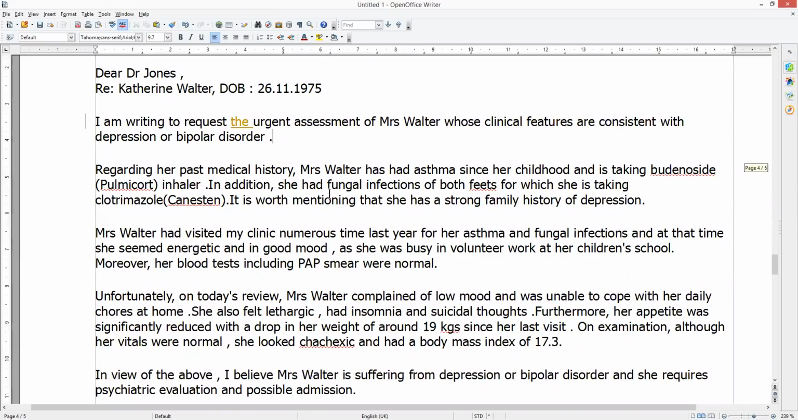Regarding her past medical history, Miss Walter has had asthma since her childhood. Yeah, that's good. Is taking pulmonary inhaler in addition, watch punctuation. She had fungal infections, both feet, is that plural?